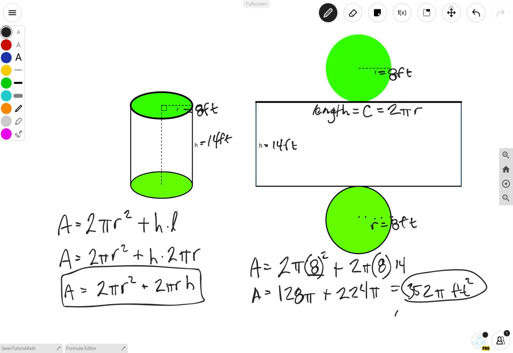Now we can do an approximate decimal answer as well. Go ahead and go to my calculator here. 352 times pi gives us about 1,105.8 square feet. So an approximate and an exact answer. There you have it. Surface area of cylinders.